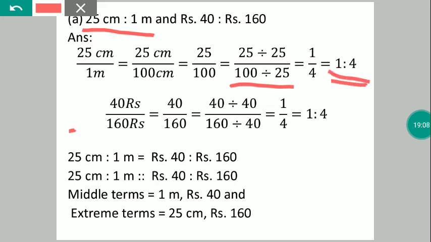So the ratio is 1:4. And the ratio of the third and fourth quantities, that is rupees 40 upon rupees 160. So 40 upon 160 is equal to 40 divided by 40 upon 160 divided by 40, which is equal to 1 by 4, equal to 1:4. So the ratio of both quantities is the same. Yes, 25 centimeters to 1 meter is equal to rupees 40 is to rupees 160. The ratios are the same. If the ratios are the same, then the quantities are in proportion. So 25 centimeters to 1 meter as rupees 40 is to rupees 160.